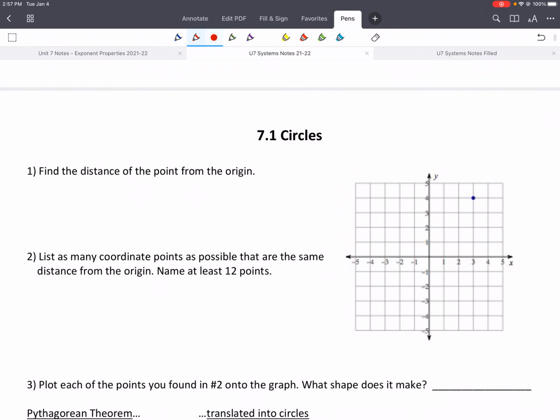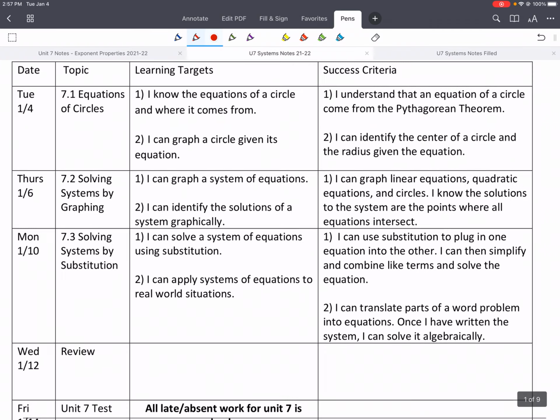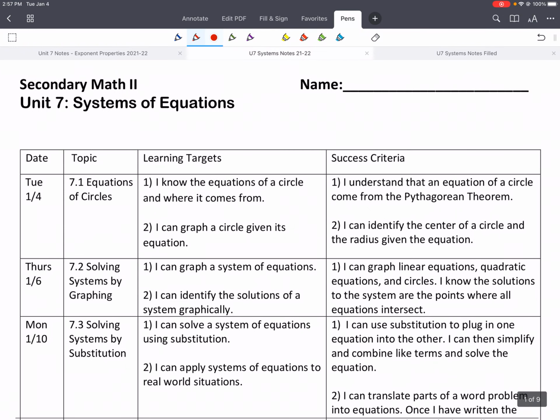We're talking about circles. The whole point, well, I guess not the whole point of why we're doing circles, but our topic this unit is systems of equations. And you've talked about systems of equations before. It's like if we had a graph, like this is a linear equation, maybe we had another linear equation, and where they intersect, that's what we're finding when we do systems of equations.